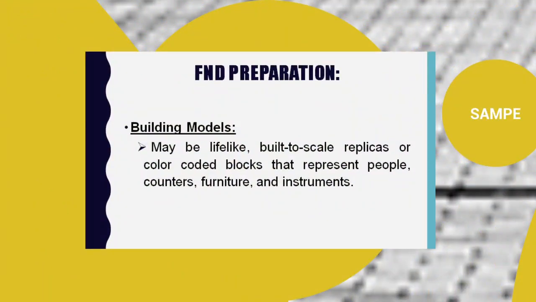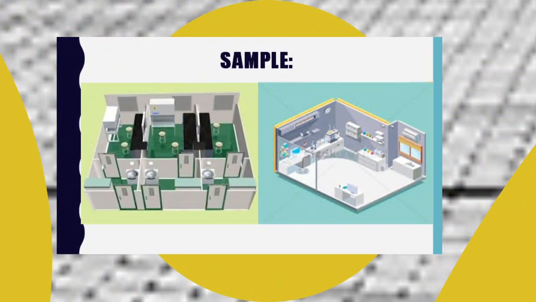And the last is building models. This may be lifelike built-to-scale replicas or color-coded blocks that represent people, counters, furniture, and instruments. So you can either use recyclable materials or a computer program for the building of models. So this is an example of a computer-generated model of a laboratory showing its divisions, furniture, and equipment.